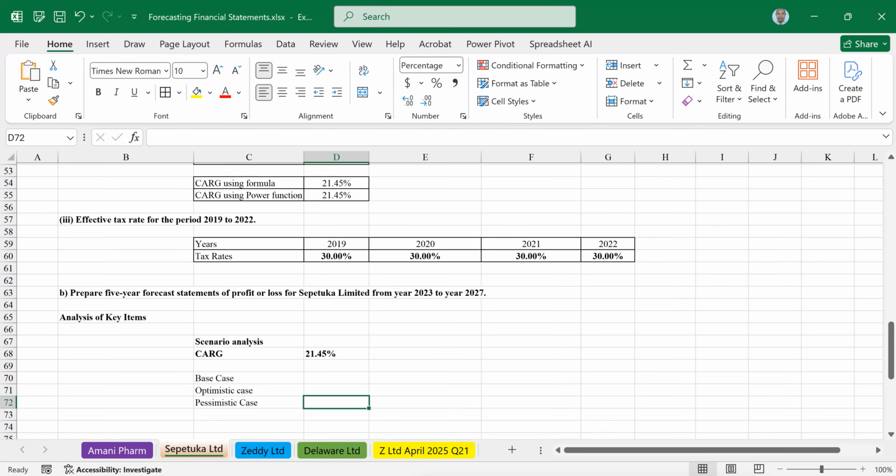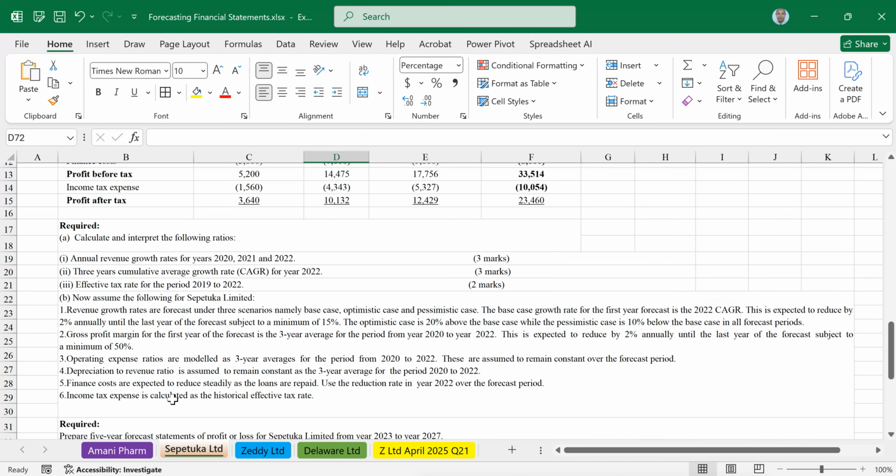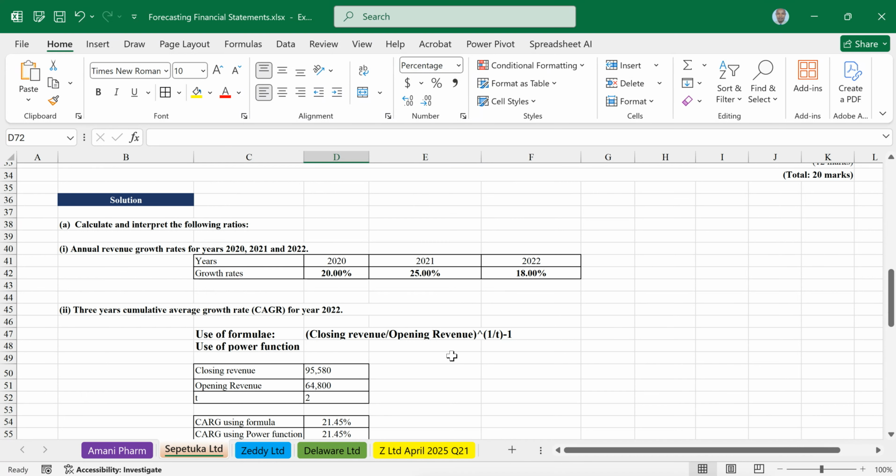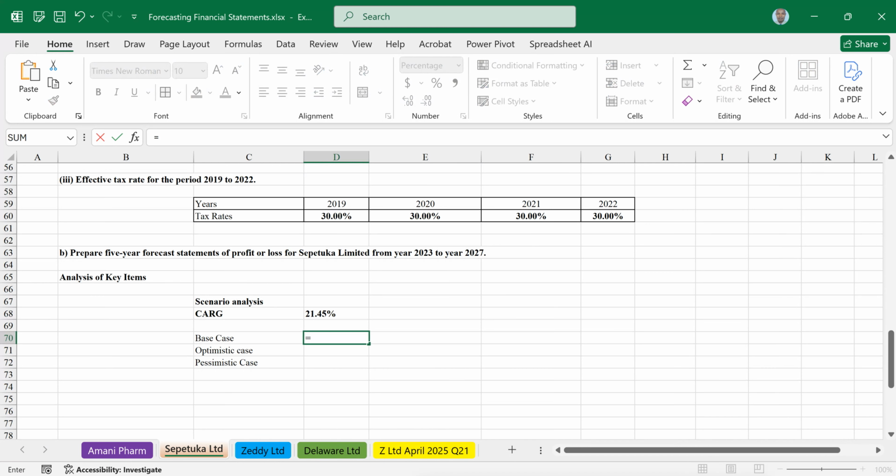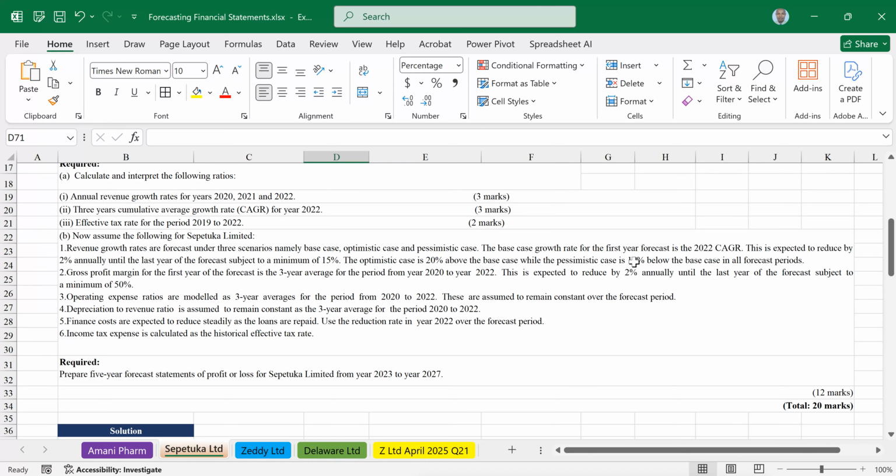The question said, if you go through that note, that the base case for the first year of forecast is the CAGR. So base case is equal sign CAGR. Take the CAGR. The same area told us that the optimistic case is 20% above the base case, while pessimistic is 10% below the base case. So let's see.